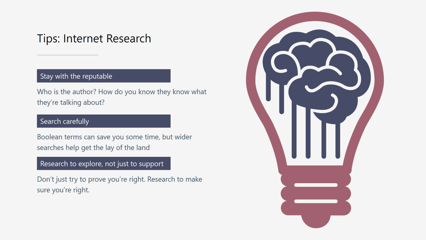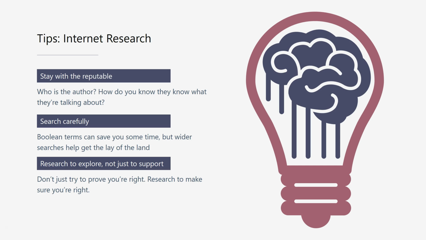So finally, here are some tips for you on internet research. Make sure that you're using reputable sources. Do you know who the author is? Do you know the publication's reputation? Do you know their motivation? So for example, are they just trying to sell something? .gov and .edu sources tend to be a bit more trusted than unknown .com or .net websites.